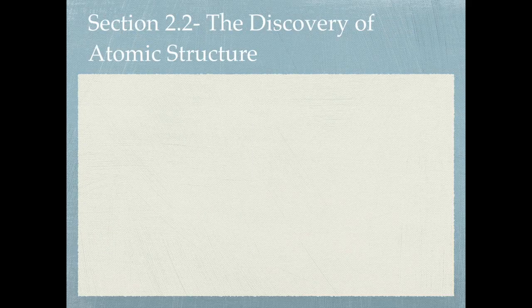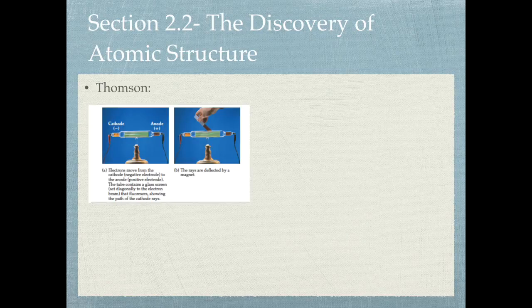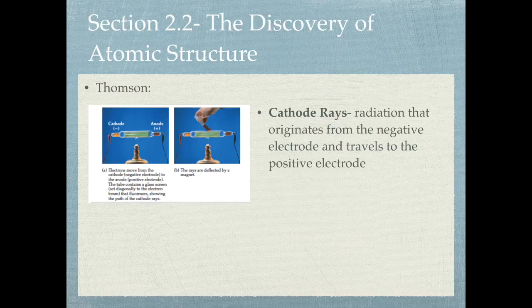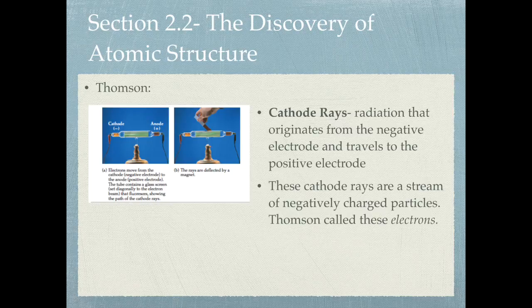Now, what we're going to talk about now is going beyond the atom and actually realizing that the atom is divisible. And specifically, the first person we need to talk about is Thomson. Now, what Thomson did was he took a cathode ray tube, and the cathode rays that are produced in this tube are radiation that originate from a negative electrode, and they travel to the positive electrode. Now, those negatively charged particles are what Thomson called electrons.